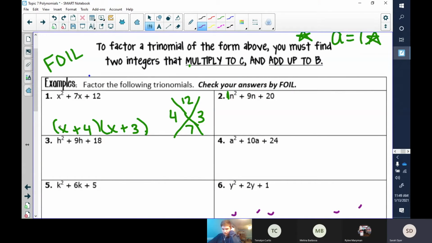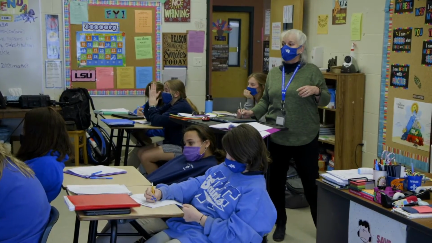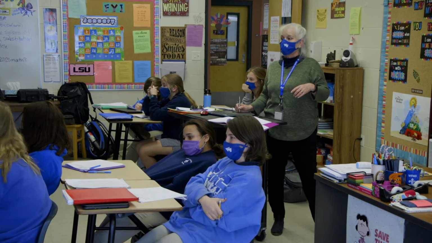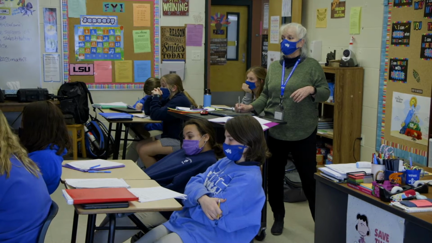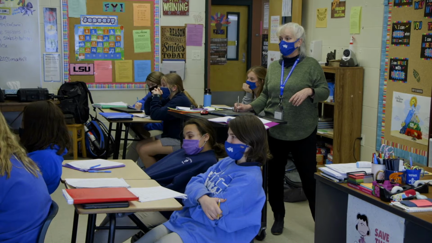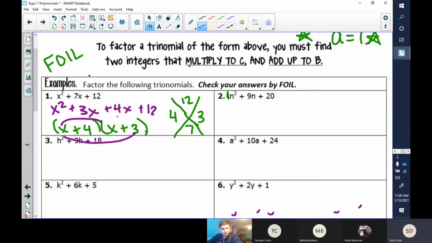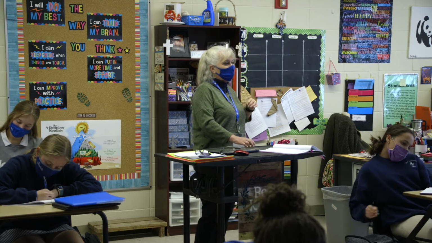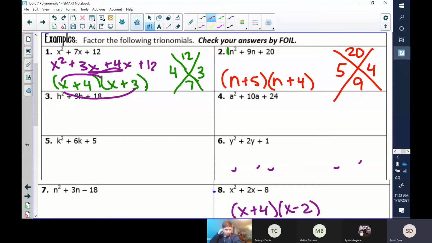But how would you get the 7? Oh, that's a good question. So if we're going to multiply it back together, let's do FOIL. So x times x is x squared. Then we do the outside terms, 3x plus 4x, and then plus 12. Then we combine our like terms. So why don't we go all the way to 6, and then we'll check that in just a sec.